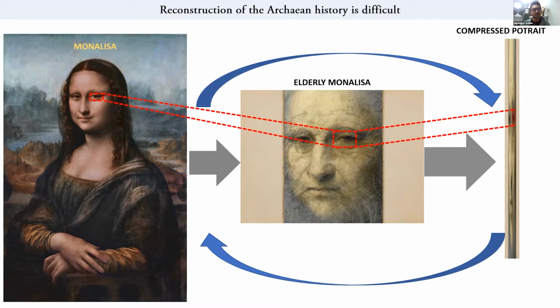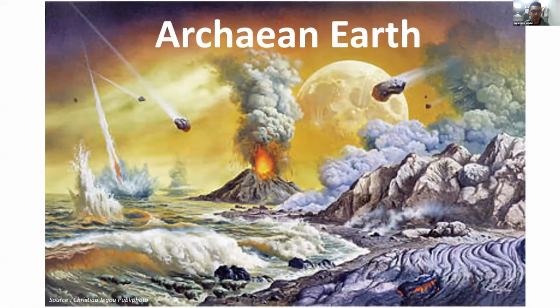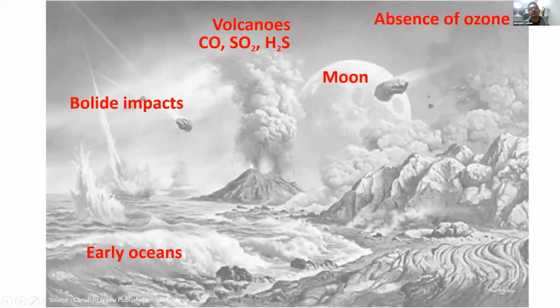Nevertheless, what is the Archean Earth? To answer that, we have here an artist's impression of what the Archean Earth was all about. The Archean Earth, as we know today, was mostly full of volcanic eruptions, which released gases such as carbon monoxide, sulfur dioxide, hydrogen sulfide, and several other gases that contributed to the atmosphere then. There was a strong absence of ozone, which means that this lack of an ozone layer allowed harmful radiation, such as UV, to enter Earth at very regular intervals.